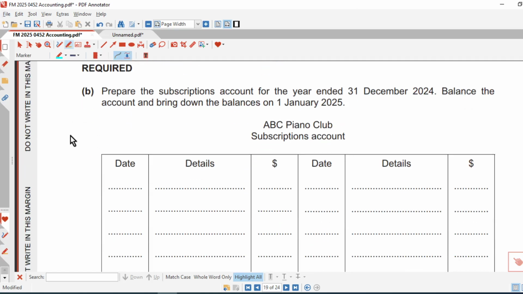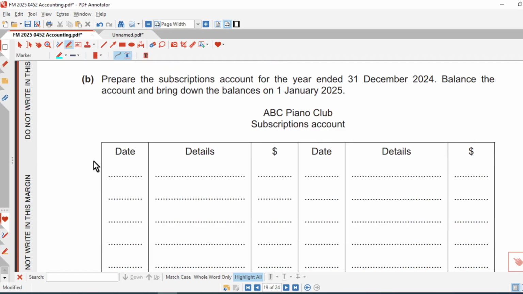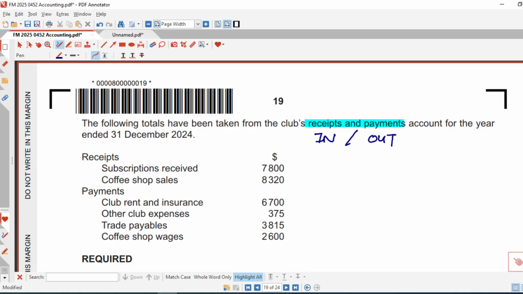We just mentioned this thing about accruals and prepayments not too long ago. So here's where we're going to put it in practice. Prepare the subscriptions account for the year ended 31st December 2024. Balance the account and bring down the balances on 1st January 2025. So, one thing I always do, start with the opening balance.